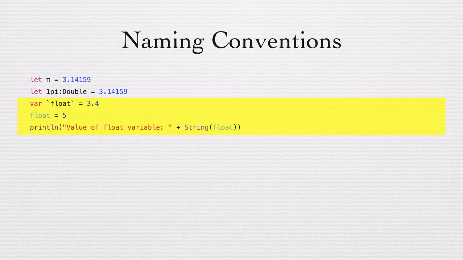One interesting case here is that you may declare a variable or a constant with the same name as a reserved keyword. Look at this example. The code declares a variable called float. To use a keyword as a name, you must surround it with backticks. Here, the variable float is assigned an initial value of 3.4. The next statement changes this to 5. The third statement prints a message on the console giving the last assigned value to the float variable. The global string function converts its input into a string value and appends it to the string on the left side of the plus operator.